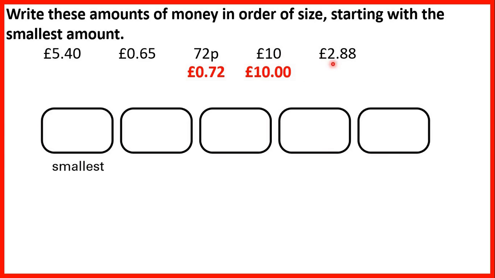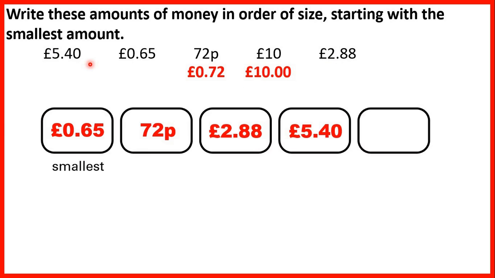And we have £2.88. So the smallest amount is £0.65, or the same as 65 pence. Then we have £0.72, so that's 72 pence. Then £2.88, then £5.40, and our largest amount is £10.